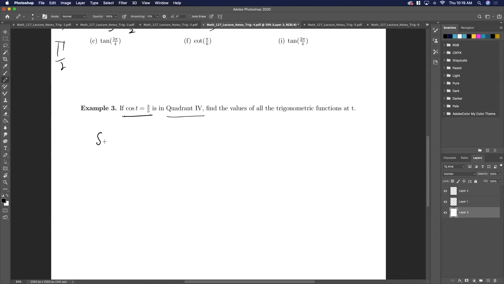If you know what sine is and cosine is, you can figure out the rest of the trigonometric functions. Because if you know sine and cosine, you know tangent. If you know sine, you know cosecant. If you know cosine, you know secant. And if you know tangent, you know cotangent. So we know cosine is 3/5.